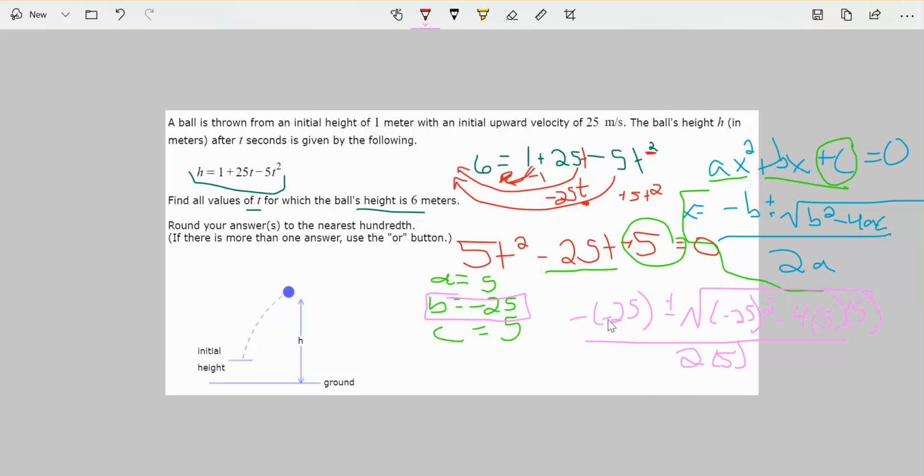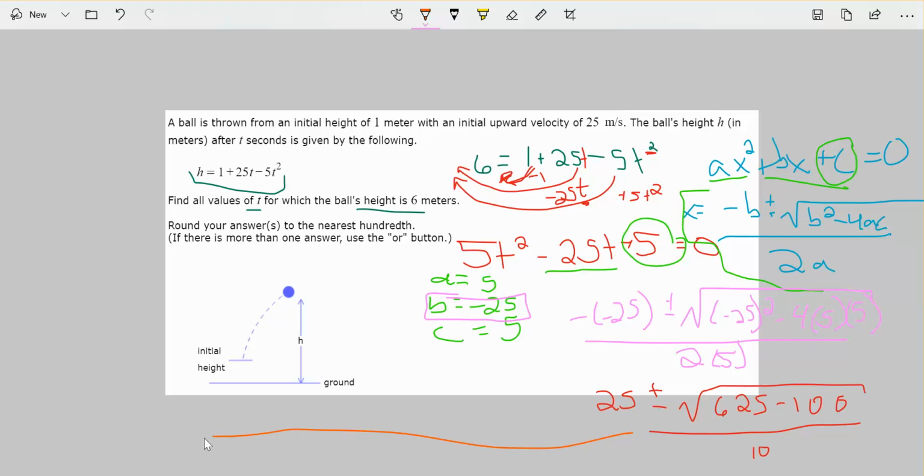So now I'm going to work on clearing all of this up and making it look a little bit nicer. Negative times the negative is a positive, so I end up with positive 25 plus or minus the square root, and then negative 25 squared is 625, and then minus 4 times 5 times 5. Well, 5 times 5 is 25, and 25 times 4 is 100, so minus 100, and then all of that over 2 times 5, which is 10. So I still need to clean up underneath this radical, which is what we call the square root sign. So I do 625 minus 100 under there, and I get 525. So that gives me 25 plus or minus the square root of 525 all over 10.